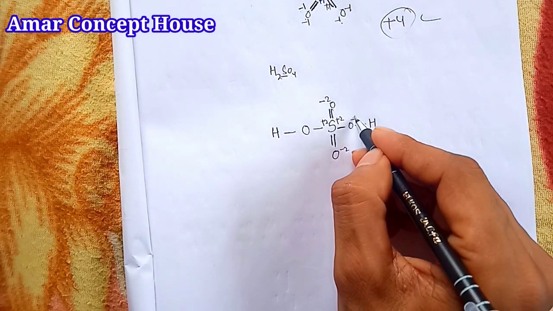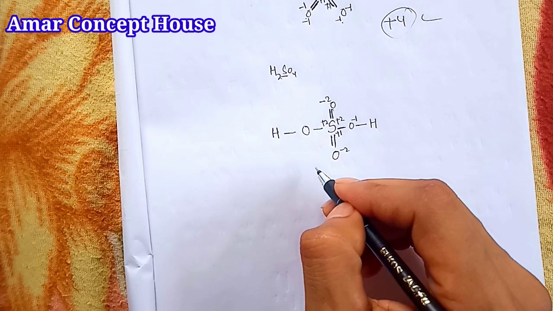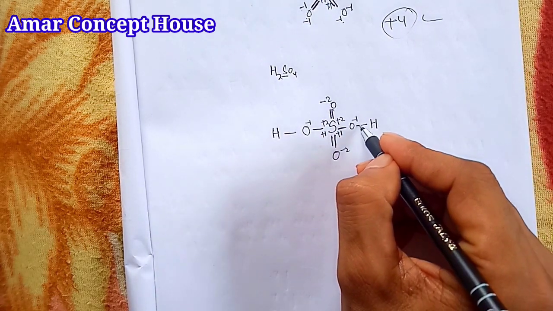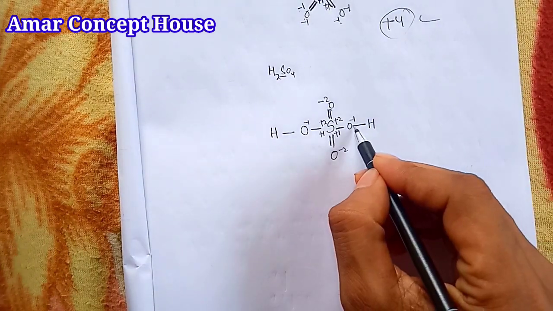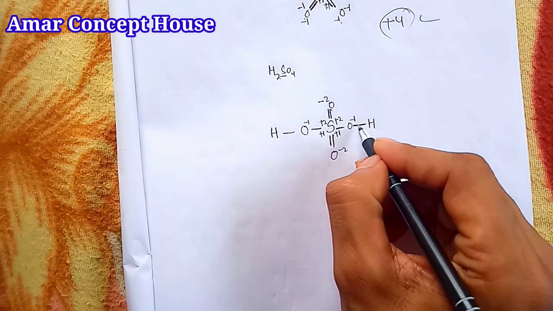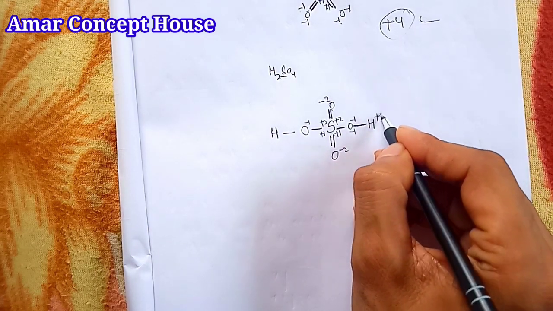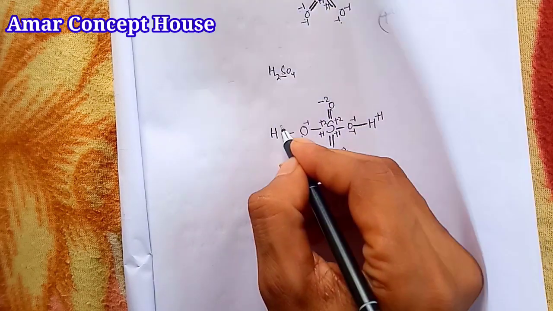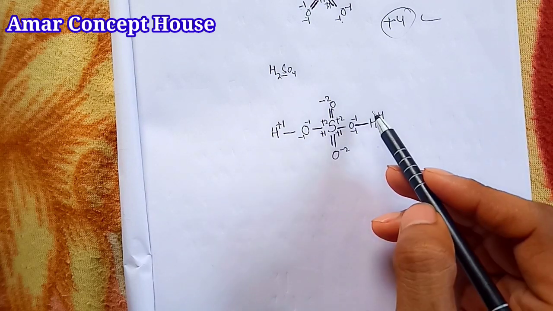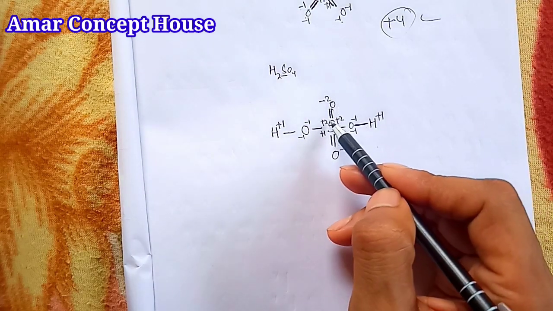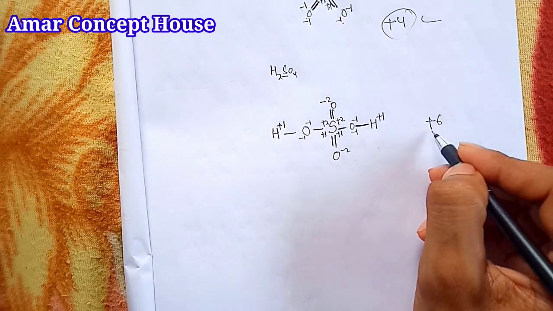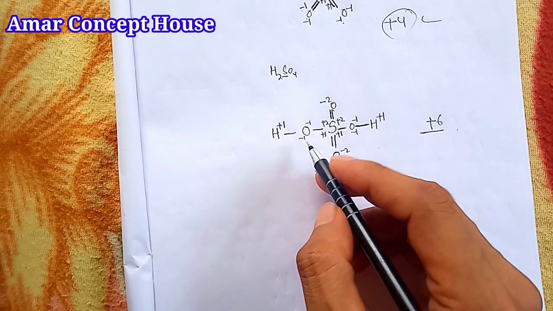And for this single bond, on oxygen -1, on sulfur +1, because oxygen is more electronegative. For this bond, on oxygen -1, on sulfur +1. For this bond, which is more electronegative? Oxygen is more electronegative because hydrogen is electropositive. Clear? So for this bond, on oxygen -1, on hydrogen +1. And similarly for this bond, on oxygen -1, on hydrogen +1. So the oxidation state of sulfur in sulfuric acid is +2, +2, +4, +5, +6. So the oxidation number of sulfur in sulfuric acid is +6.